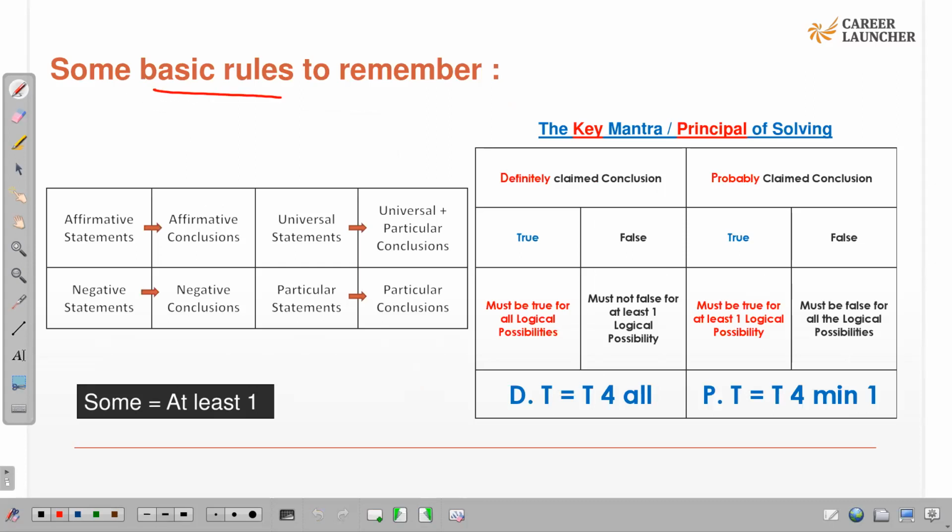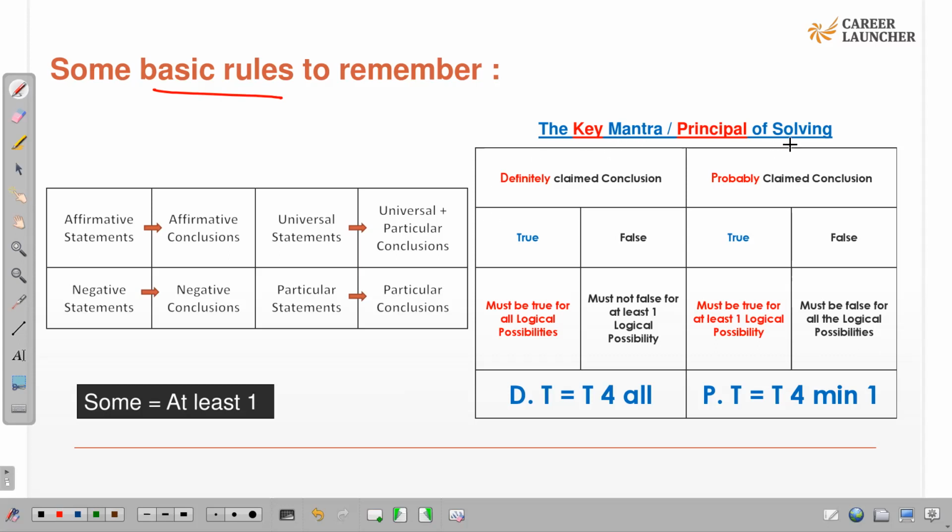Some basic rules to remember, again recapping and reconnecting it from the first class. Affirmative statements give us affirmative conclusions. Negative statements give us negative conclusions. Universal statements give us universal or particular conclusions. Particular statements give us particular conclusions.